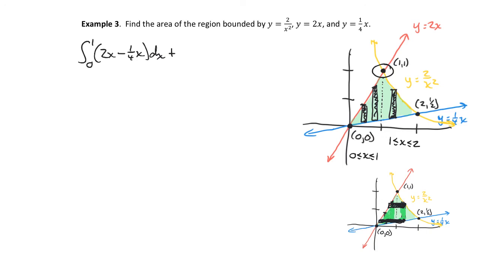And then the area of the second region is going to be the integral from 1 to 2 of the top curve, which is the crazy 2 over x squared, which I'm going to write as 2x to the negative 2, minus the bottom curve, 1/4 x dx. Okay, so we can do some simplification. First of all, the first one, both are linear. 2x minus 1/4 x, we can combine those values. 2 minus 1/4 is 7/4.